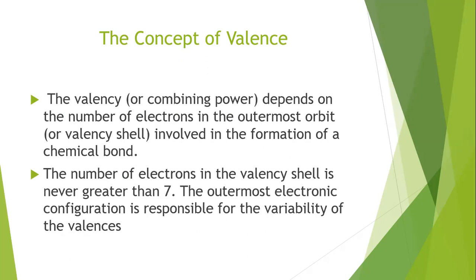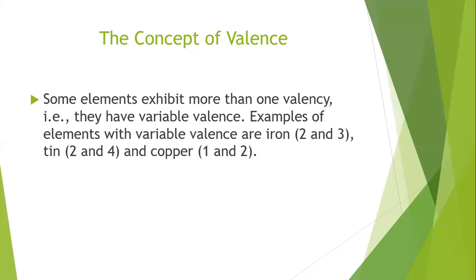Now, the valence, or we can simply call it the combining power, depends on the number of electrons in the outermost orbit, the outermost shell, or the valence shell, that is involved in the formation of a chemical bond. The number of electrons in the valence shell is never greater than 7, so it is less than 7, and the outermost electronic configuration is responsible for the variability of the various valences of the atom.